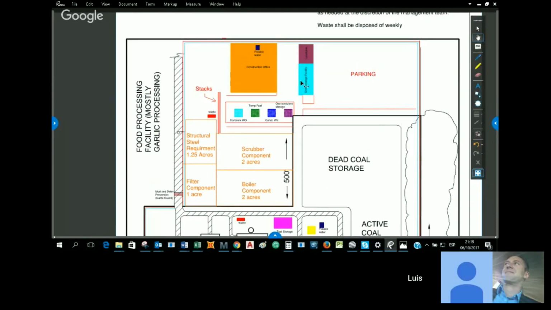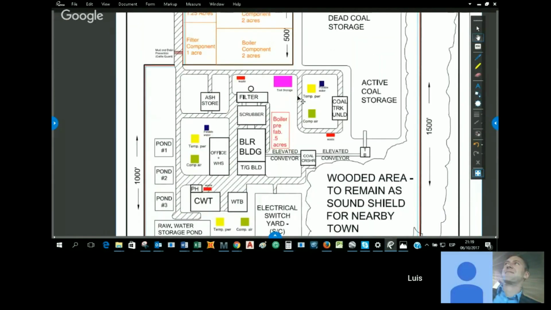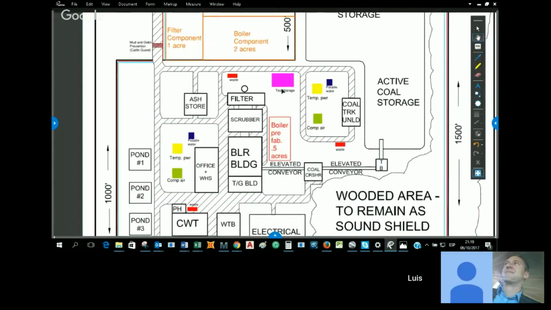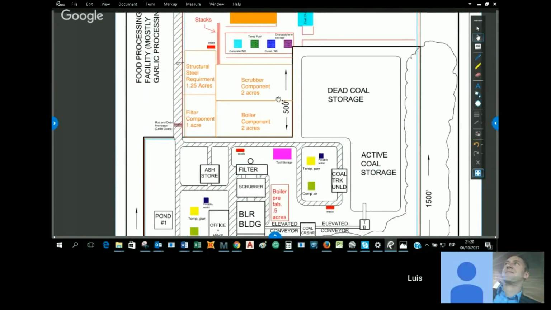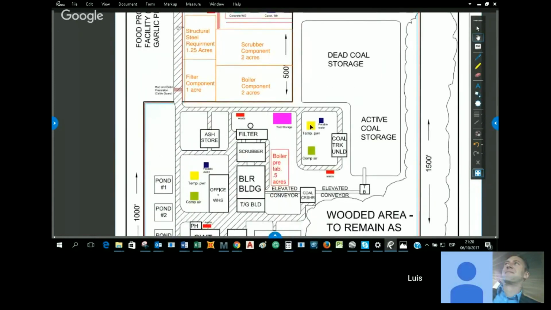Of course, as Kurt already said, the parking lot is very near to the construction office, and we have the tool storage in this part of the project because all the workers need to be near this facility to get their tools, the power tools and whatever they need to perform their job. Yeah, those are the other facilities that we need to explain.